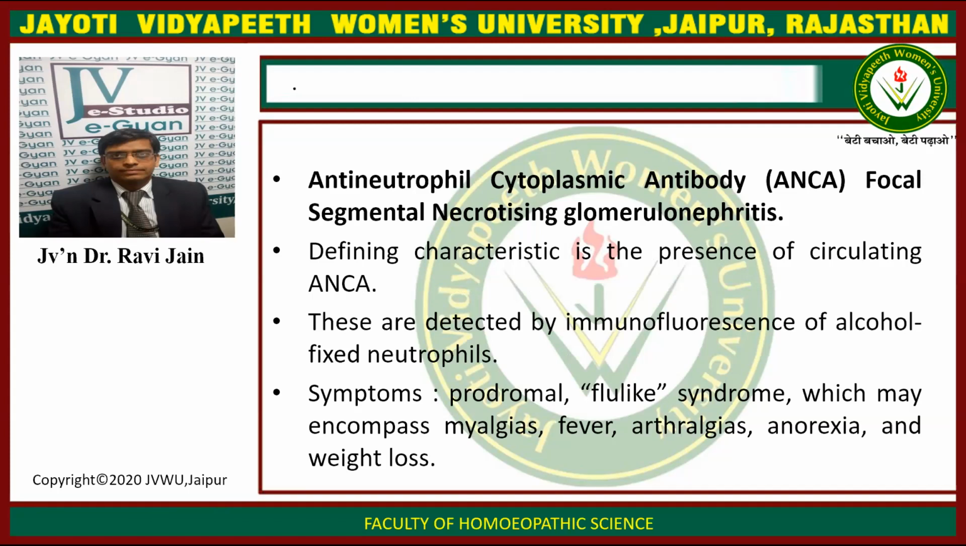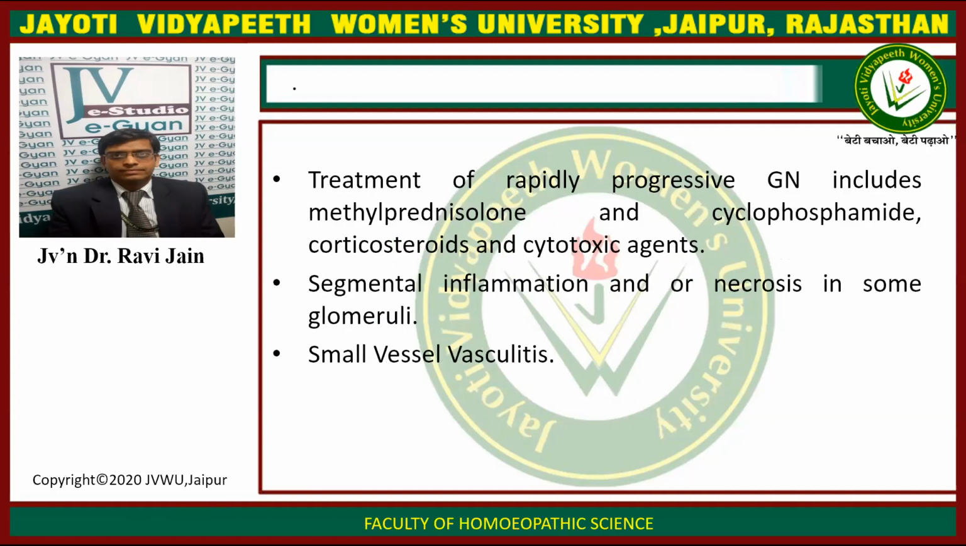The symptoms include a prodromal flu-like syndrome, which may encompass myalgias, fever, arthralgias, anorexia, and weight loss. The treatment of this rapidly progressive glomerulonephritis includes methylprednisolone and cyclophosphamide, that is corticosteroids and cytotoxic agents. There is segmental inflammation and or necrosis in the glomeruli, and small vessel vasculitis.